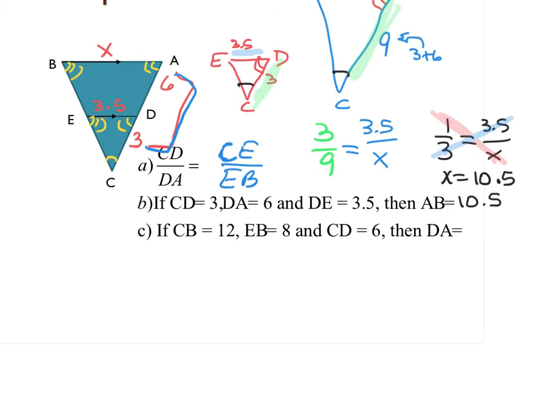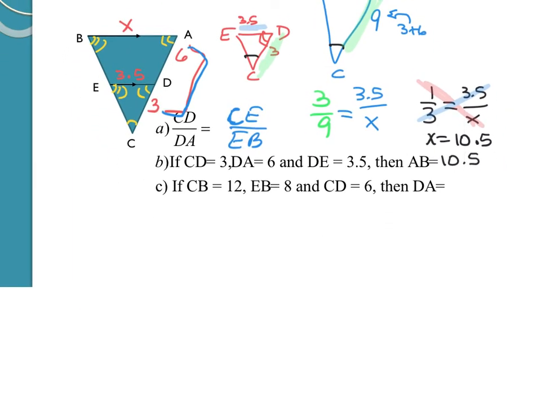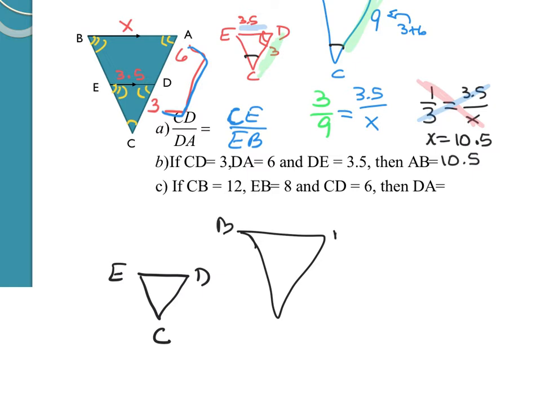Let me redraw the triangles for part C. So again, if I EDC, it might be better if I pull it apart and then I can redraw it together also. BAC. So they gave me CB is 12. They told me EB over here, this is 8. And if the whole thing is 12, I can find the length of CE by doing 12 minus 8, and I get 4. So this is 4.